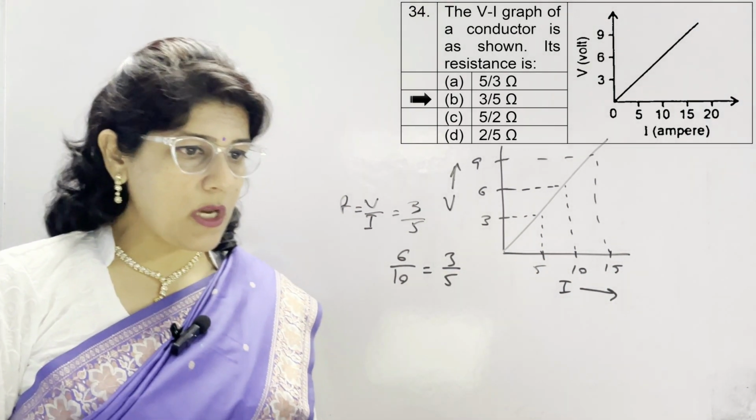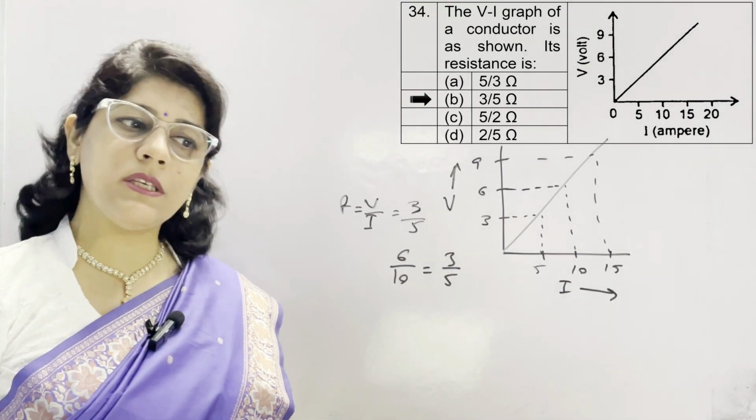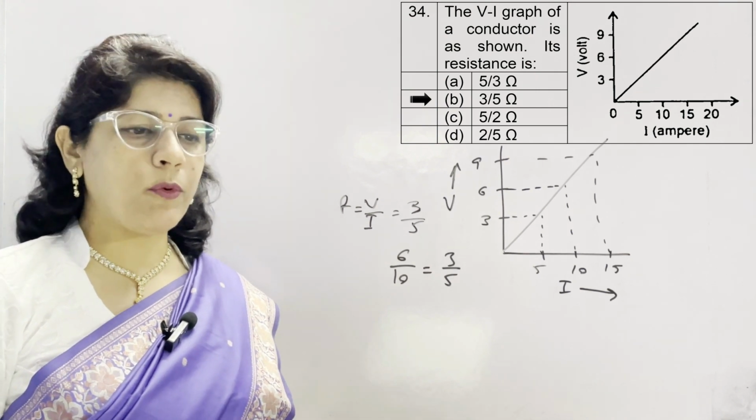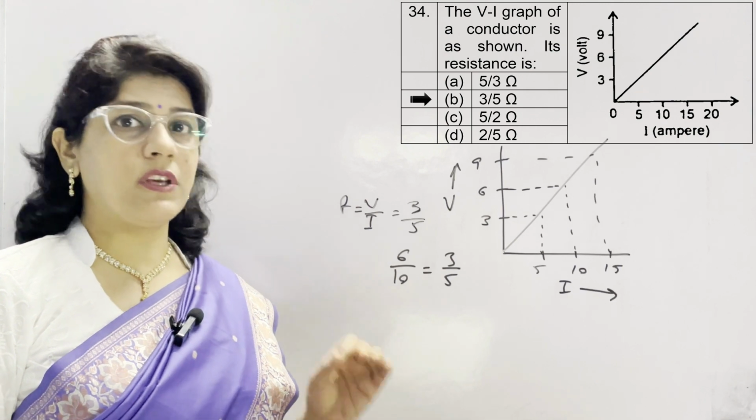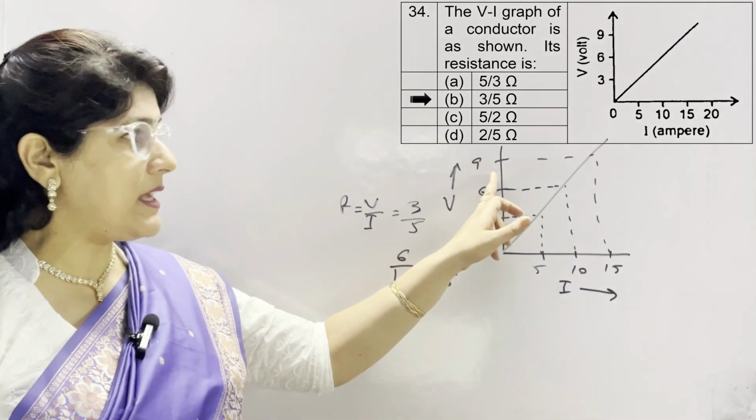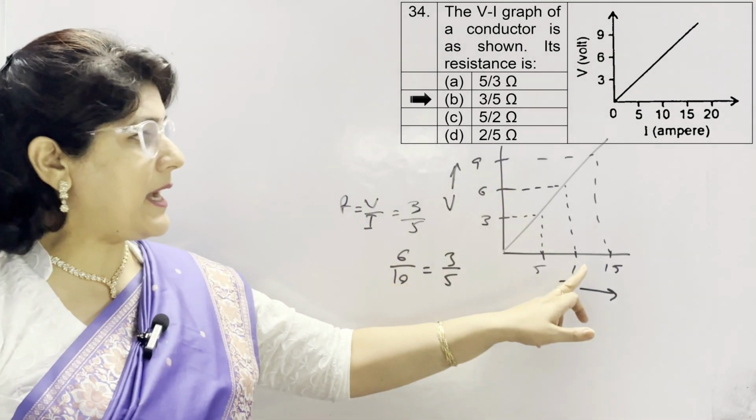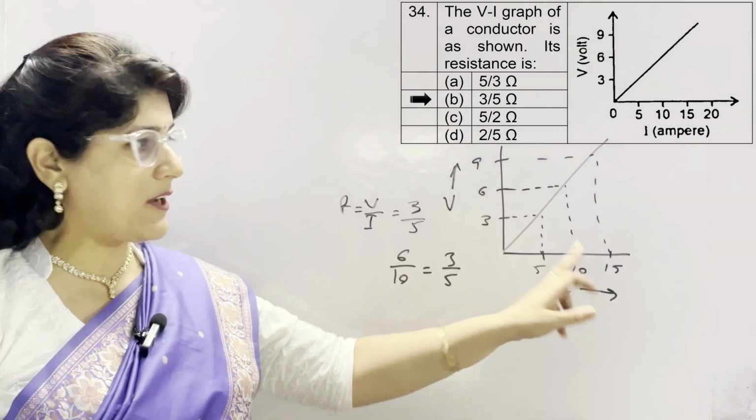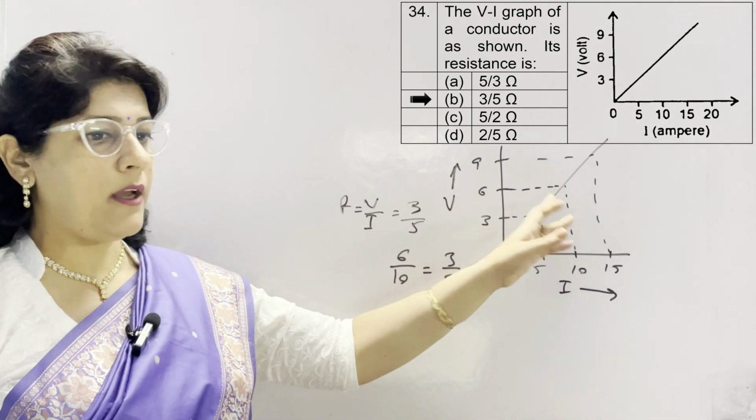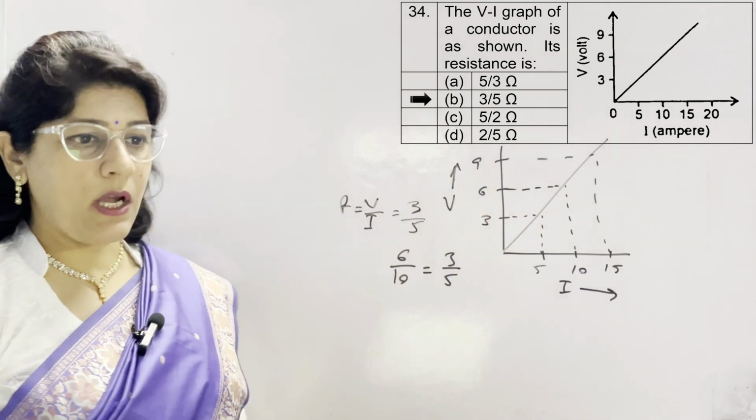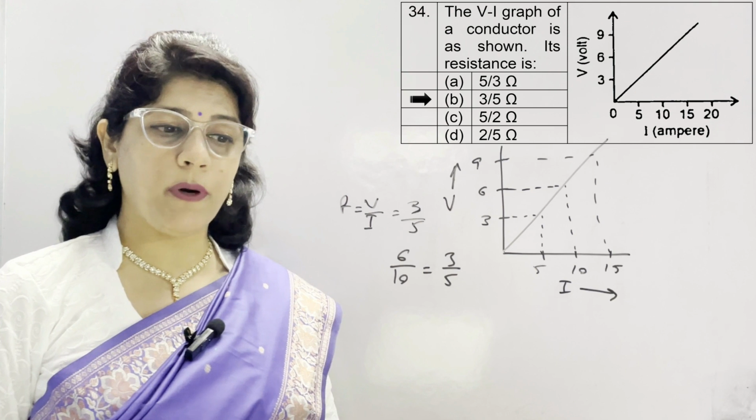So given options are A is 5 upon 3 ohm, B is 3 upon 5 ohm, C is 5 upon 2 ohm and D is 2.5 ohm. जब भी हमें किसी ग्राफ की स्लोप निकालनी होती है, पहले y एक्सिस की क्वांटिटी को लेते हैं, फिर x एक्सिस की क्वांटिटी को लेते हैं. y अपॉन x होता है स्लोप का फॉर्मूला, और यहाँ पर स्लोप VI ग्राफ के हमें रेजिस्टेंस दिखा रही है, तो इसलिए 3/5 ohm is the correct option, which is option number B.